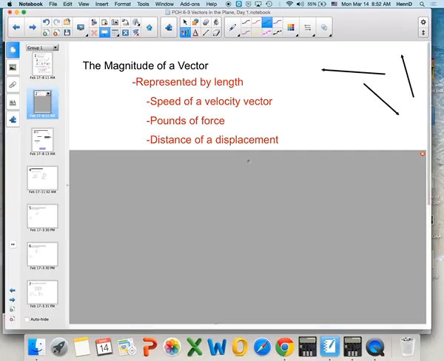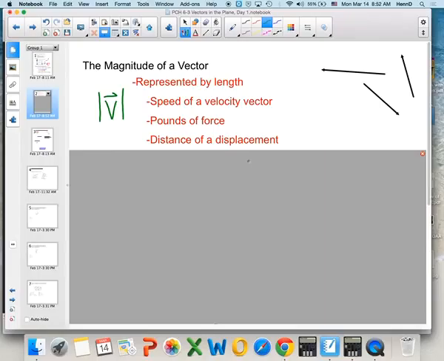And looking at the concepts as well. What are these concepts telling us? First of all, the magnitude of a vector, that notation that we saw, magnitude of vector V, is represented visually by how long it is, okay?